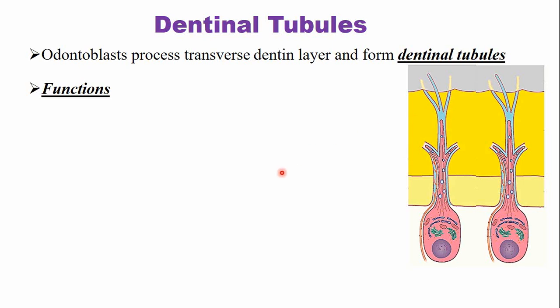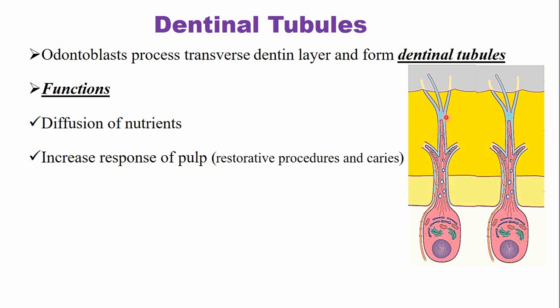So what are the functions of these dentinal tubules? As you know, the dentin is basically an avascular tissue. The nutrients to this tissue are provided by these dentinal tubules by the process of diffusion, because from the pulp, the nutrients diffuse through these tubules, and this is how nutrition is provided to dentin. Because of the presence of these tubules, there is also increased response of dental pulp in response to restorative procedures and dental caries.